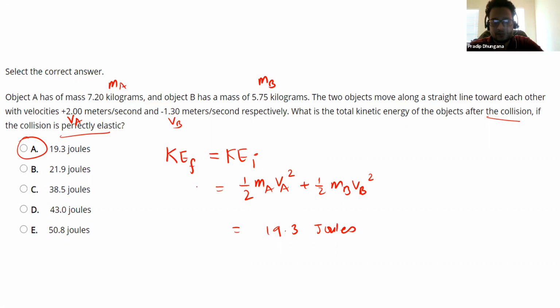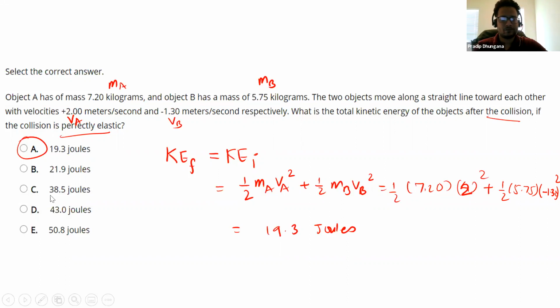Well, let me quickly write it. It's fine. 1/2 mass of A is 7.20, like that. VA square is 2 square, which is 4. I'll just write 4 plus, and then 1/2 mass of B is 5.75. This time velocity is negative 1.30 square. Okay, and then use calculator and calculate that value. Let me write this one also just 2 square, and you will get around 19.3 joules. Now let's go to the next question.